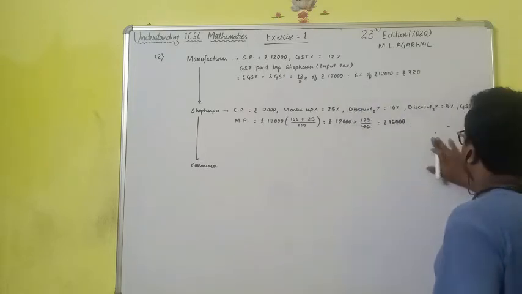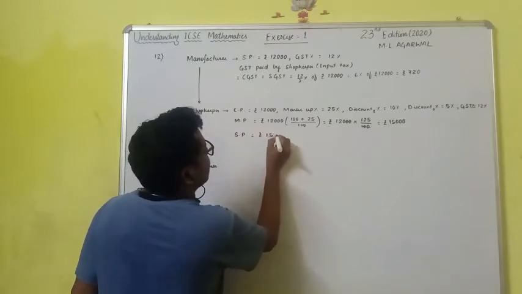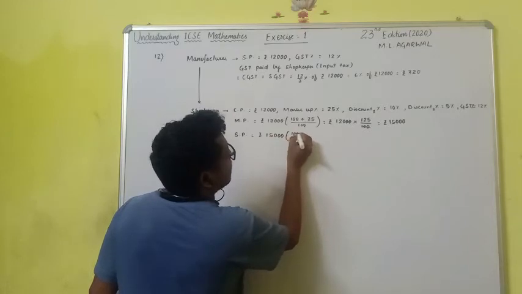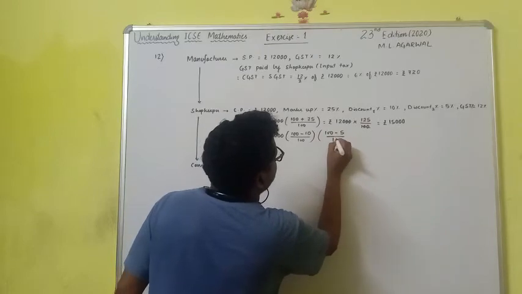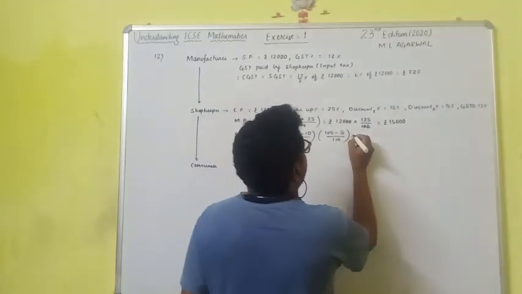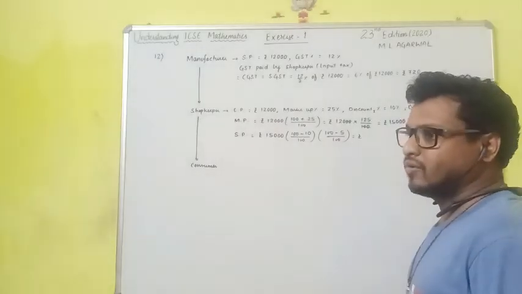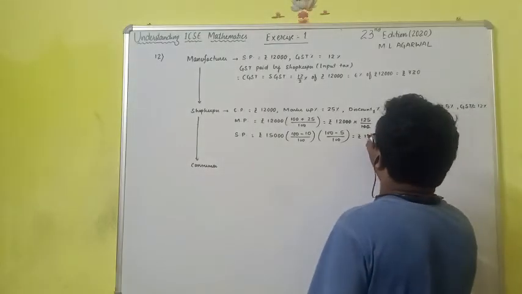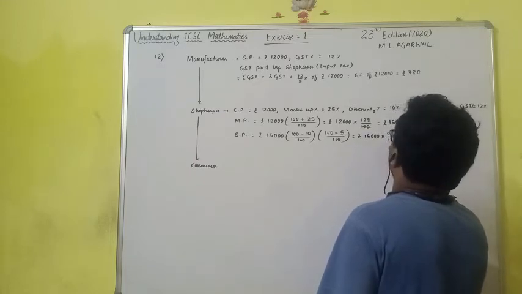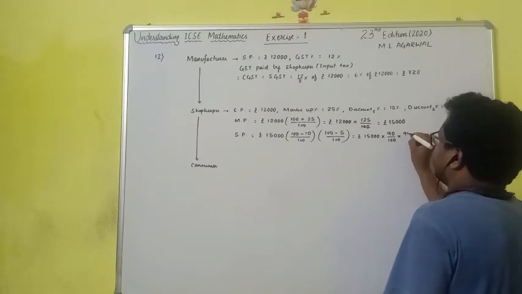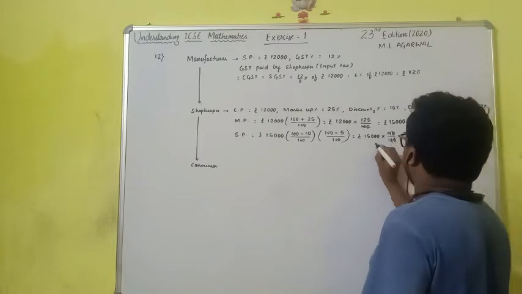Then next, the selling price is equal to rupees, marked price 15,000, bracket 100 minus 10% first, then 100 minus 5%, since it is a successive discount, that's why you have to write like this. Once again, remind yourself of the formula by using your class 8 book, the profit and loss chapter. Then 15,000 into 90 by 100 into 95 by 100, so the zeros cancel.